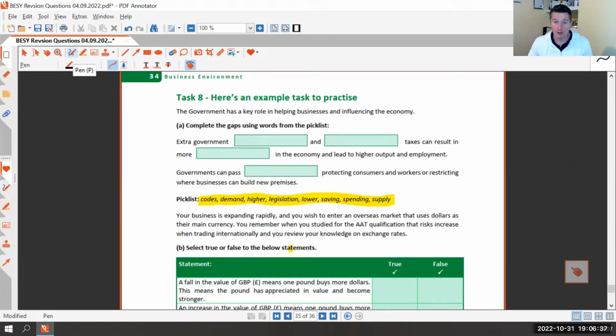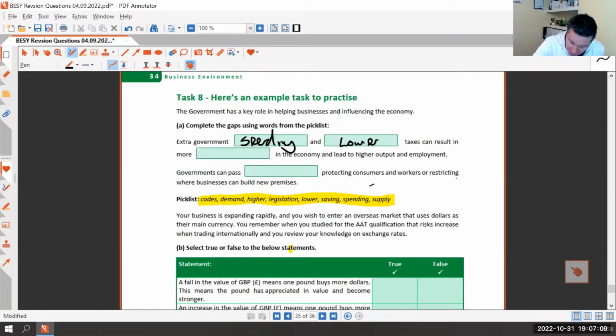and employment. So if government spends more money, so extra government spending, say, for example, they give more money on benefits, or they spend more money on construction projects, which then lead to employment, it will put money into the economy. Or if they lower taxes, that will mean that people pay less tax, therefore they have more money in their pocket, therefore they will have more money to spend.